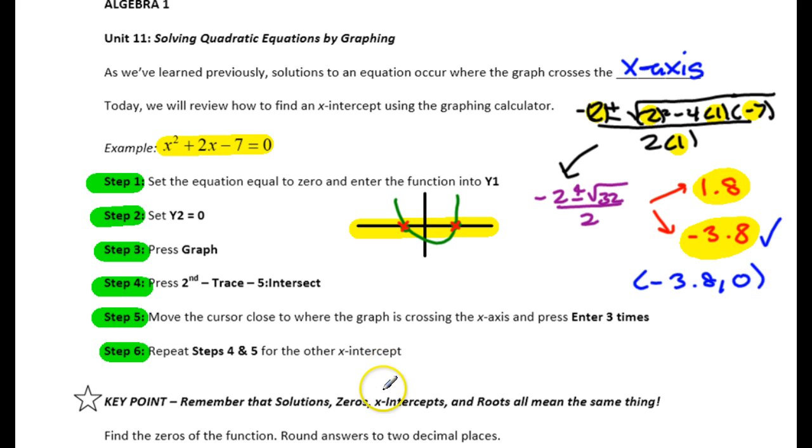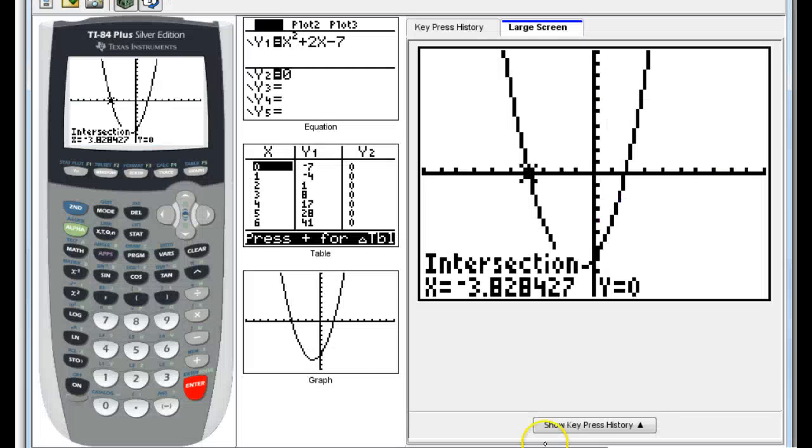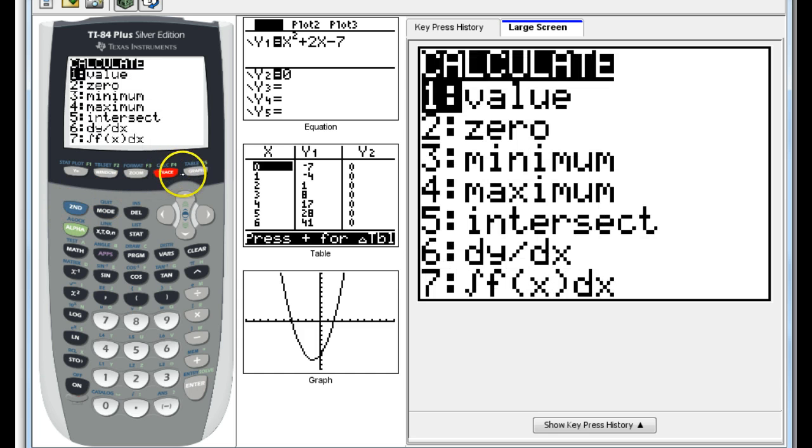Okay, now let's go double check the second one. Alright, now I don't have to go enter everything in. I still have my graph, but I've got to redo the calculate. So once again, hit second calc. And now I've got to find my other intersection. So hit number 5 again.